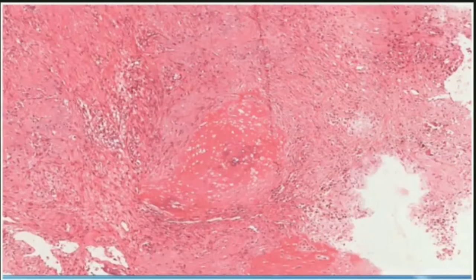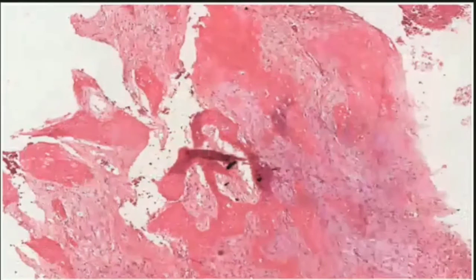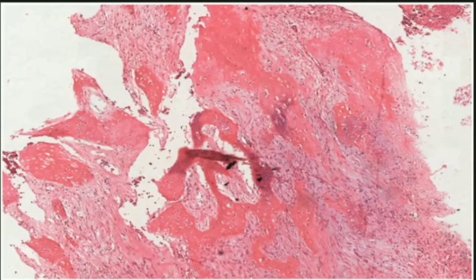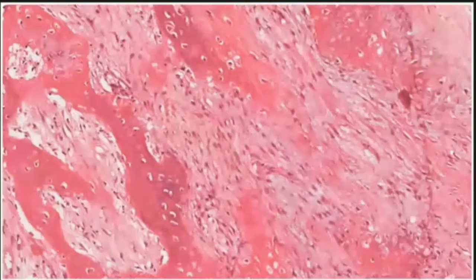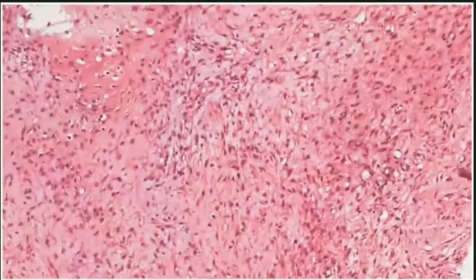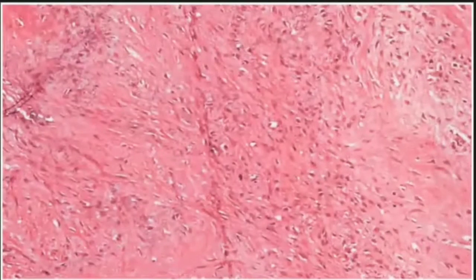This is another focus showing a focal area of mature bony trabeculae surrounded by fibrous tissue. This is the highest power. And this is another view showing both mature and immature bony trabeculae surrounded by myxoid areas. This is high power of the same slide. This shows myxoid changes in the tissue, and a few areas showing cystic changes.